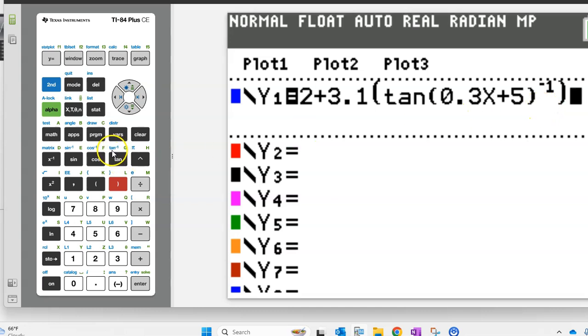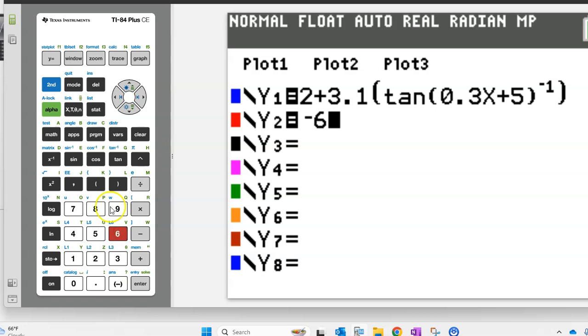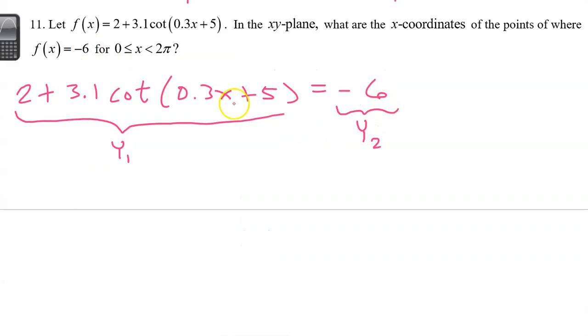Notice that this blue tangent with a -1 over it does not mean 1 over tangent. This means arctangent or inverse tangent, which is something completely different. So don't hit second tangent and use that. Anyway, so we need, what was it, -6 on y2? Yeah. So the solutions to this equation will be the intersection between y1 and y2.